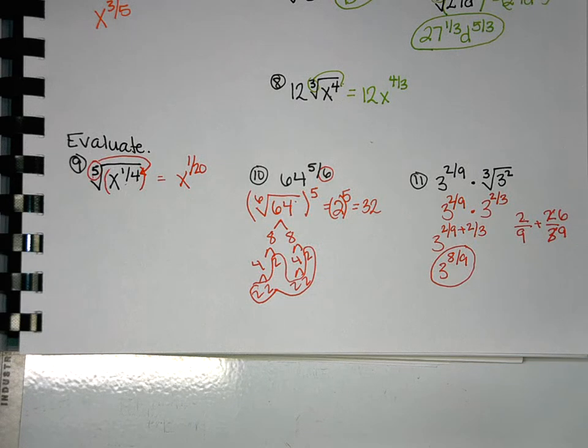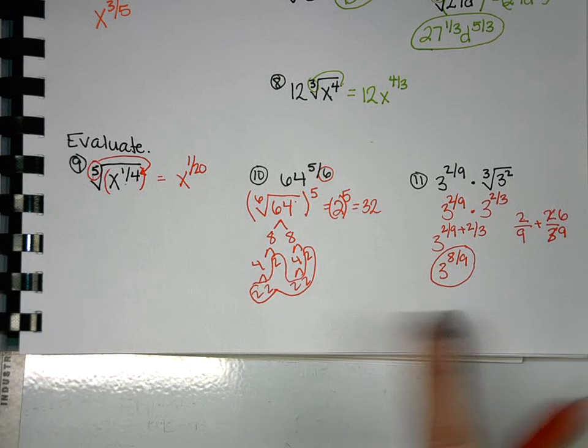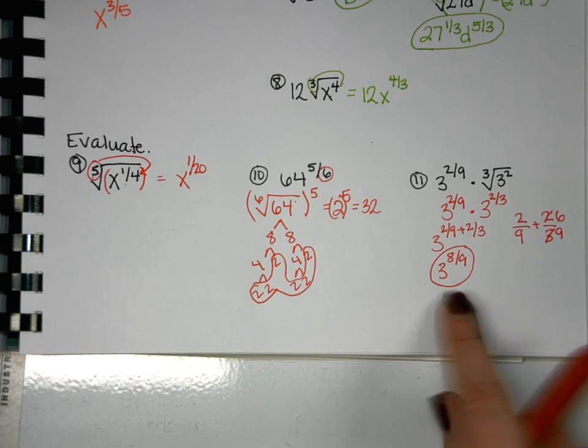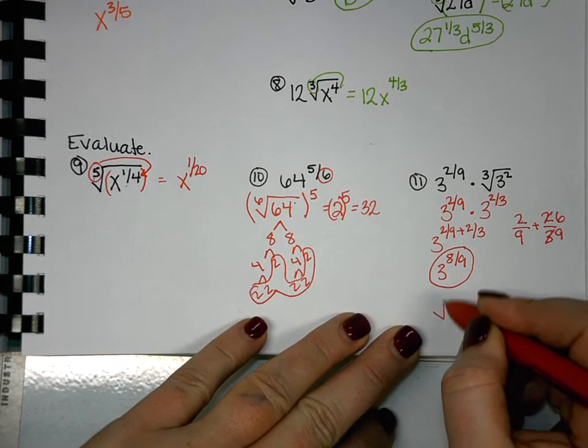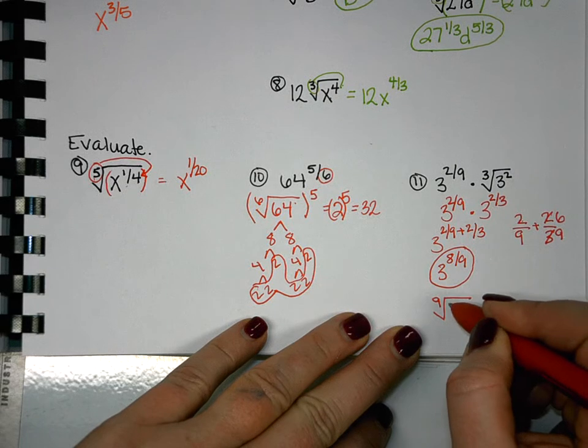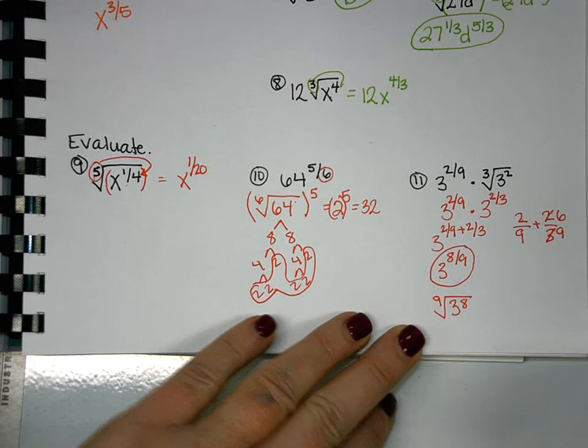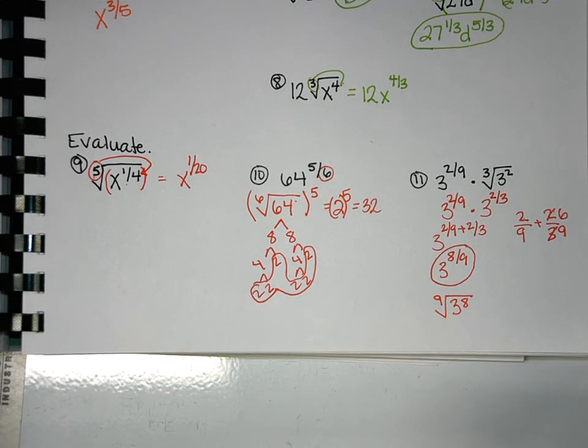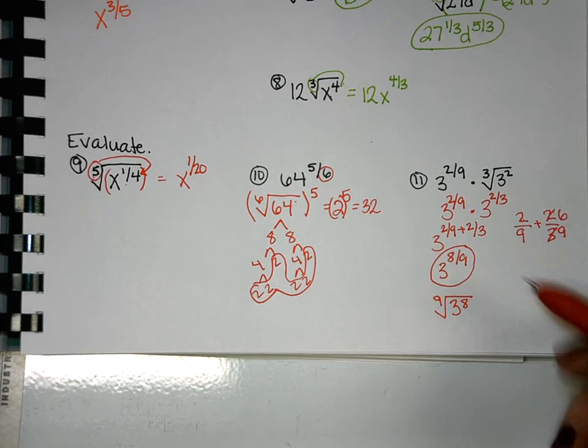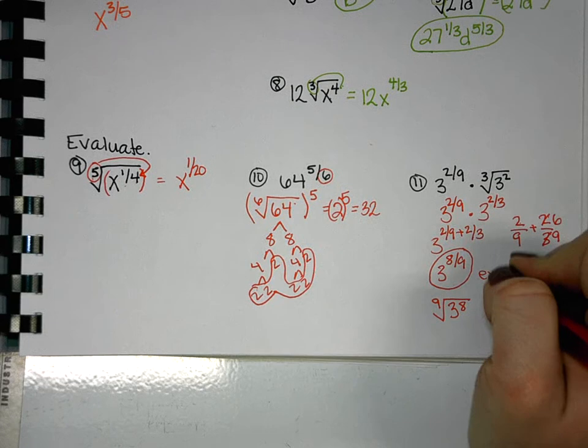Now this is also where you want to be careful that you read your directions, because sometimes the directions will say leave your answer as a radical. So how do we go back and turn this into a radical from here? The 9th root of 3 to the 8th. And that would be your radical form. So depending on the directions, you'll leave it in either exponential form or radical form.